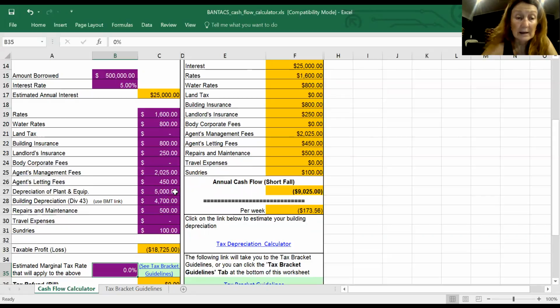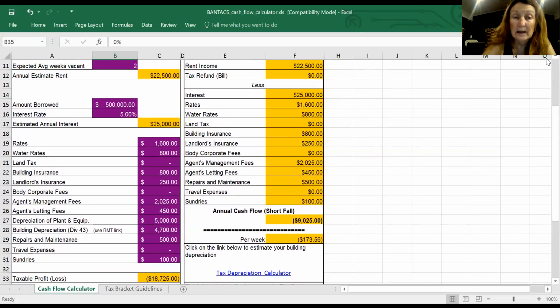Up here is $5,000 for plant equipment depreciation, $4,700 for building depreciation. That's $9,700 that you didn't have to pay anything to get the deduction for. So your actual out of pockets is only $9,000, which you can see over here in the yellow part. That's the actual cash flow. These figures all just come across, but the depreciation hasn't.